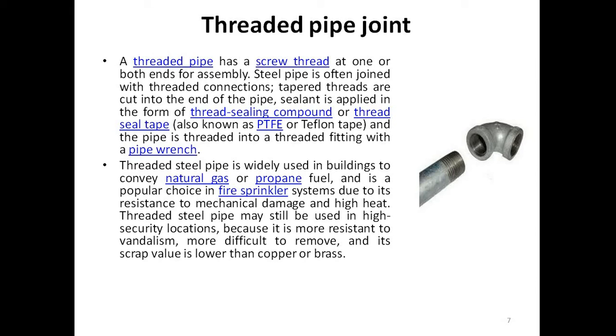Now this pipe fitting is normally used in buildings for conveying natural gas, and it is resistant to mechanical damage, and it is very easy to remove for maintenance purposes, and its scrap value is very low compared to copper and brass. The main purpose of the threaded pipe is to move the flow, which may be liquid or gas, from one station to the other.